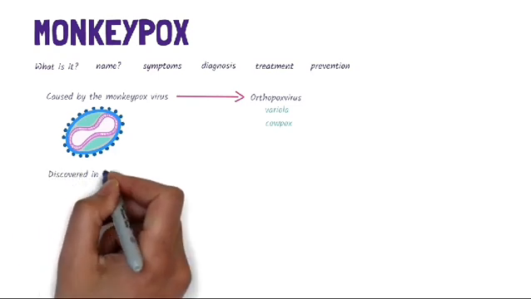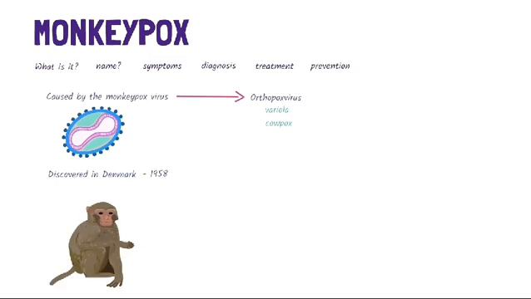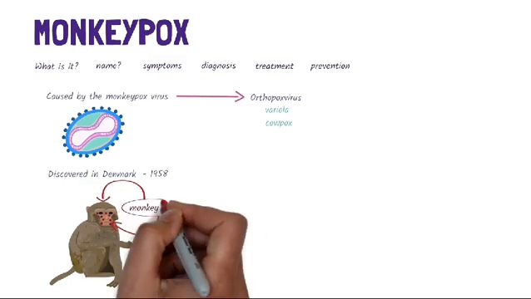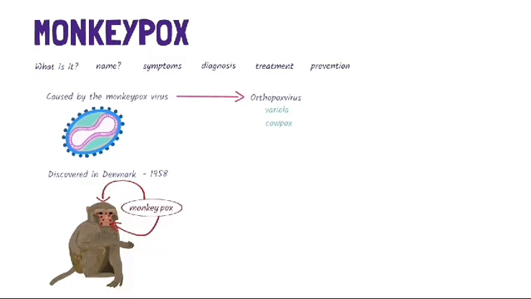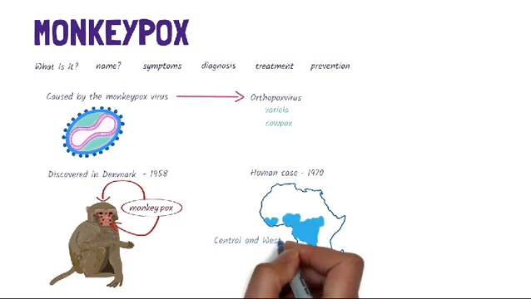Monkeypox was first discovered in Denmark in 1958, when monkeys kept for research developed a pox-like disease characterized by skin eruptions, and that's how the disease got its name. The first human monkeypox case was reported from the Democratic Republic of Congo in 1970. Since then, numerous cases have been reported from countries across Central and West Africa.